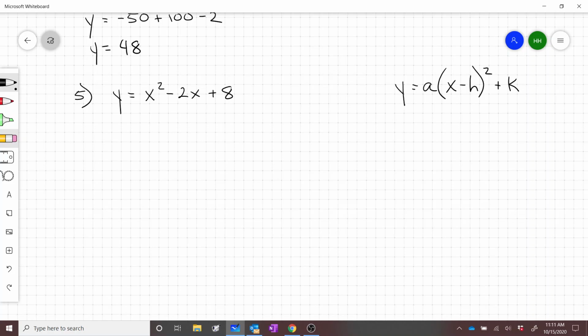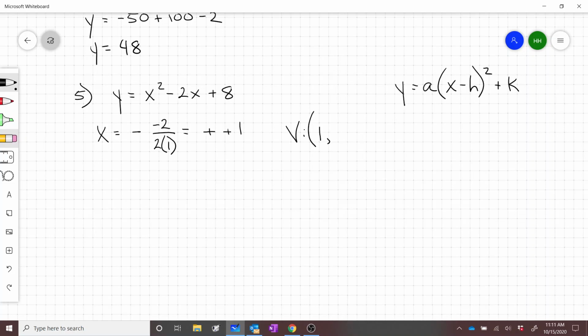Well, again, your x value at the vertex is going to be equal to the opposite of b over 2 times a. Your b is negative 2, so that's 2 times 1 in this case. So our x at the vertex is the opposite of negative 2 divided by 2. And negative 2 divided by 2 is negative 1. The opposite of negative 1 is positive 1. So our vertex has an x value of 1.